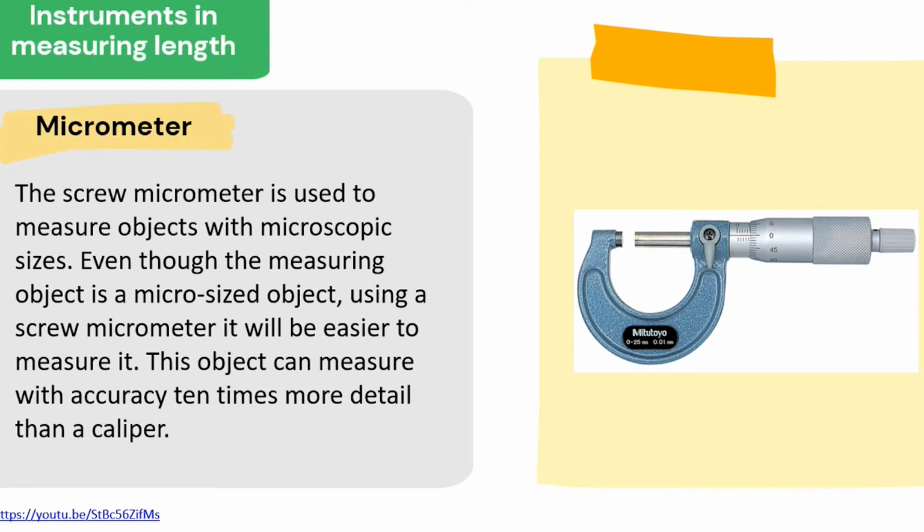So, micrometer, another instrument used to measure length is the micrometer screw gauge or micrometer. It uses a smaller calibrated screw that is turned left or right to measure small length. The screw is adjusted according to the size of the item being measured. This object can measure with accuracy 10 times more detailed than a caliper. So to understand how it works, I also prepared a video from YouTube.